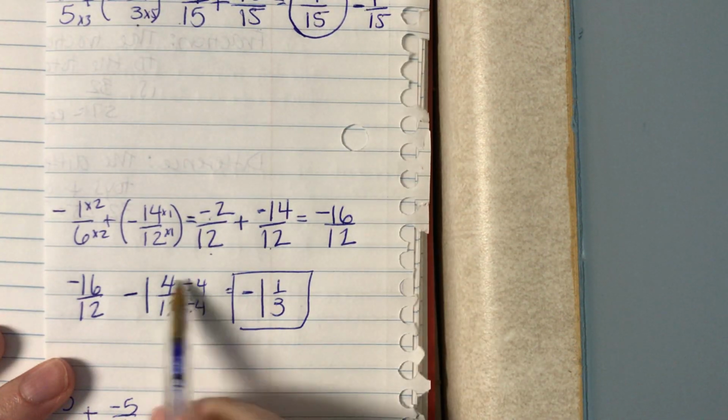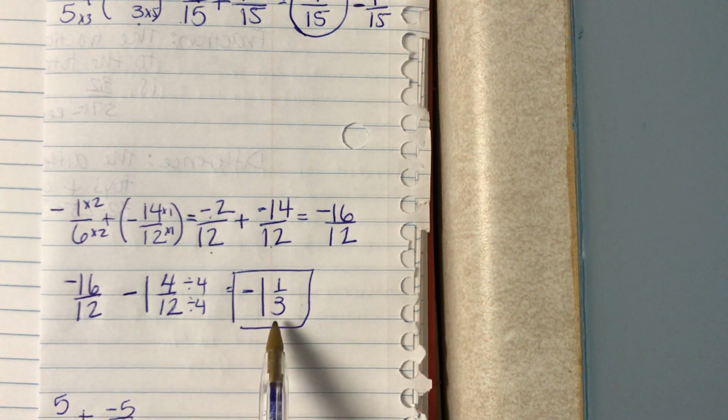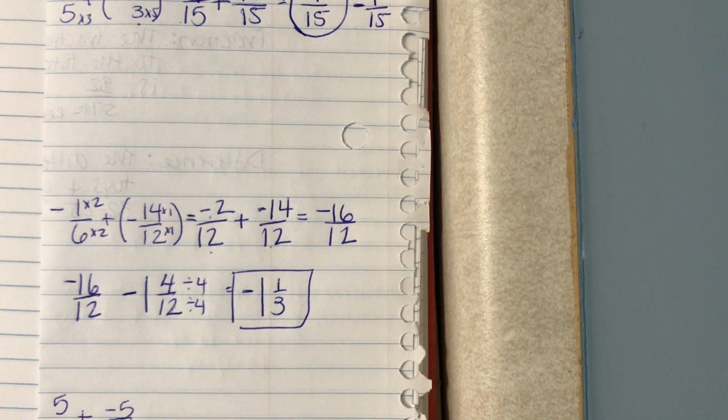Okay, this part here I'm just reducing. I found a number that went into both 4 and 12 and divided by it. So I knew 4 went into both of them, so I just divided them both by 4. So now I have my simplest answer.